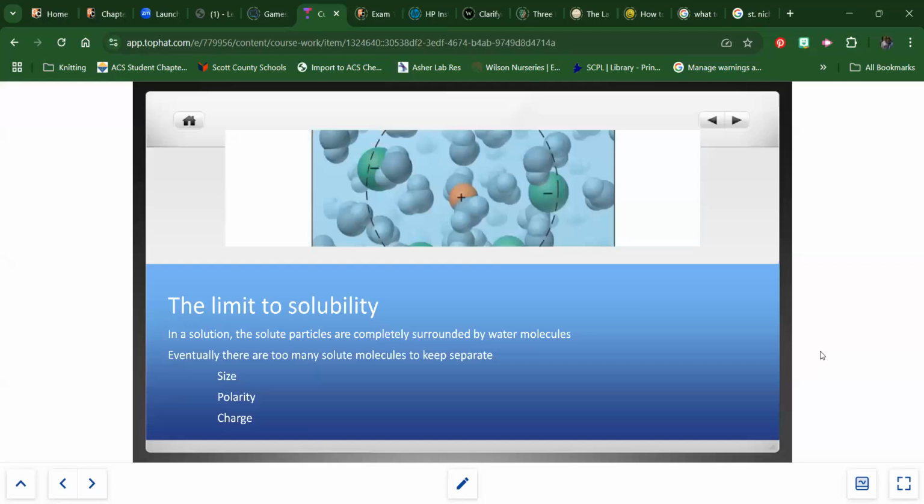We talked about the limits to solubility last time, where we said saturated, unsaturated, and supersaturated. Okay, so what are the kinds of things that limit how soluble something is? Why can sugar be so very soluble, but other things maybe I can only dissolve a little bit? So it's affected by three things: size, polarity, and charge.